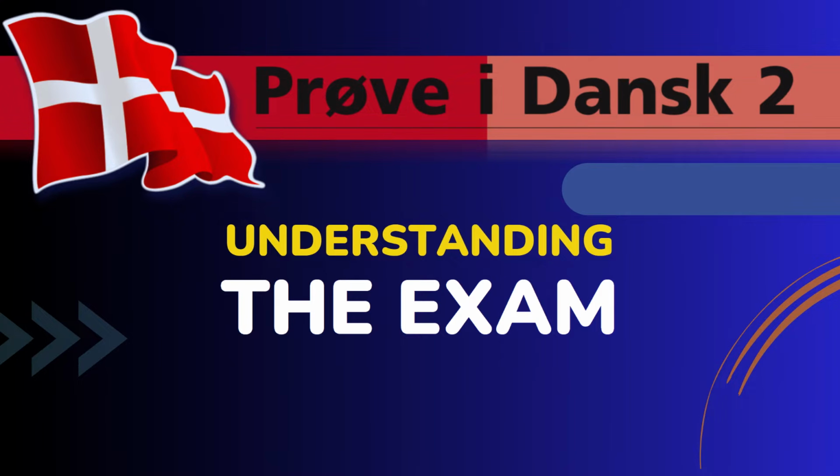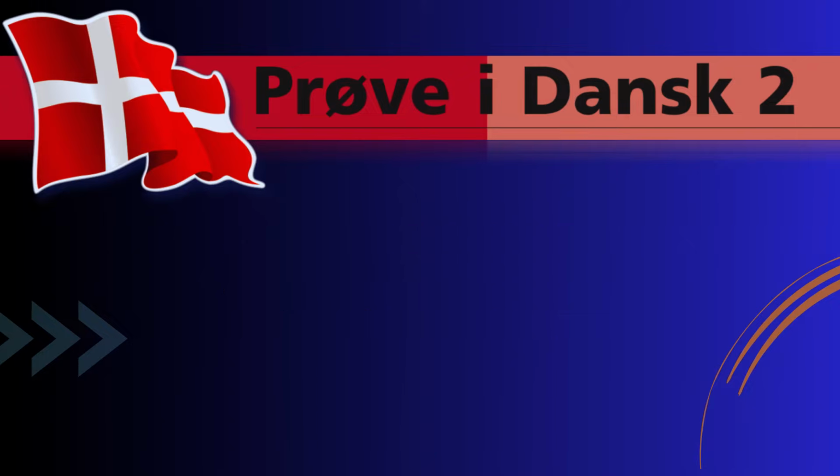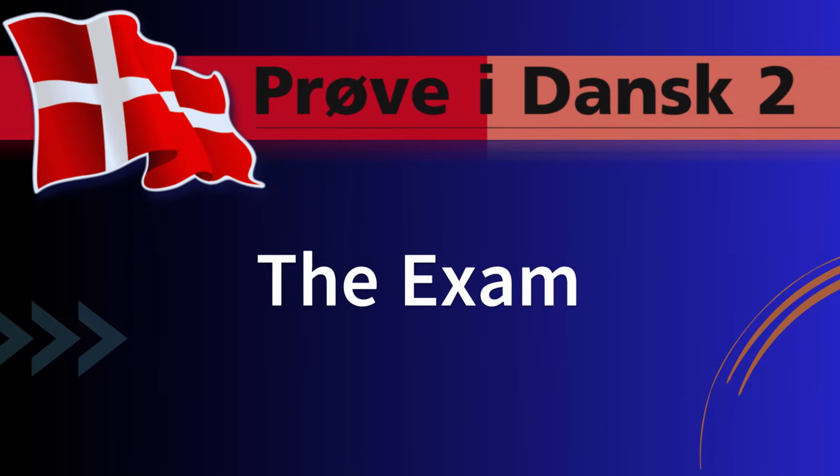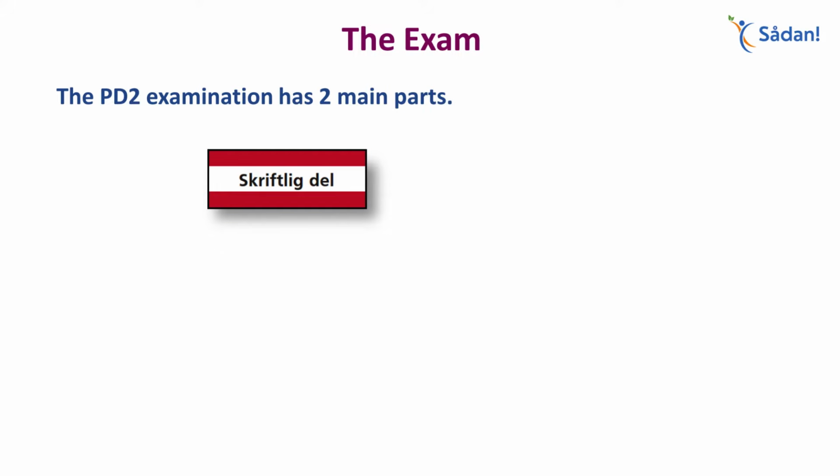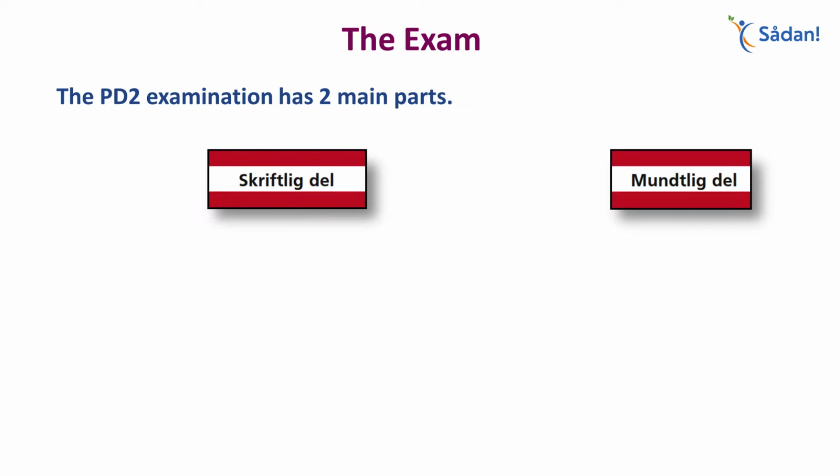In this video, we will go through the examination structure of the Danish PD2 exam and the content of each part of the exam. Danish PD2 has two main parts. Number 1, writing test. And number 2, speaking test. You will get two separate invitations for these two parts. The writing test happens first, and then in about 3 to 4 weeks, there will be a speaking test.